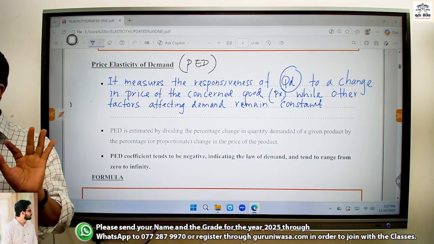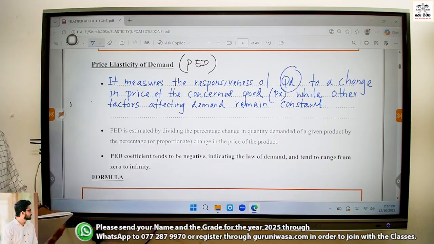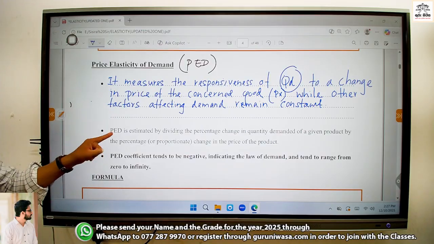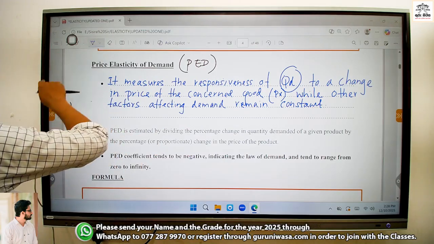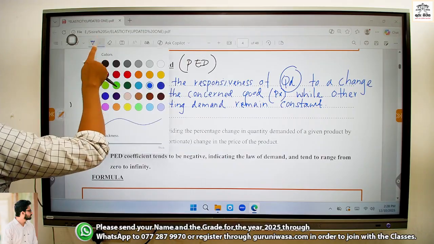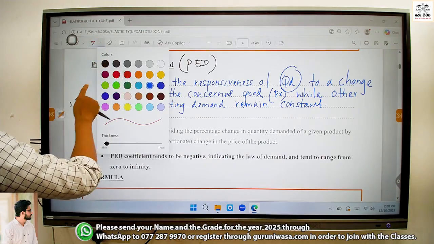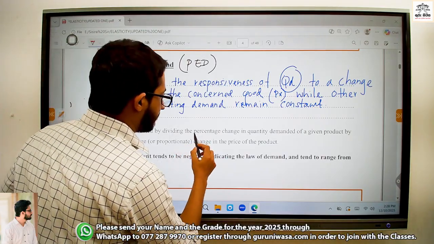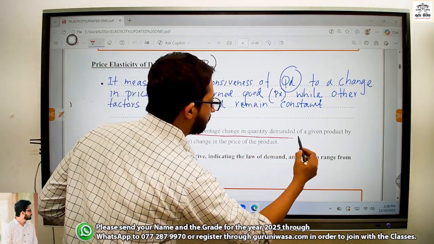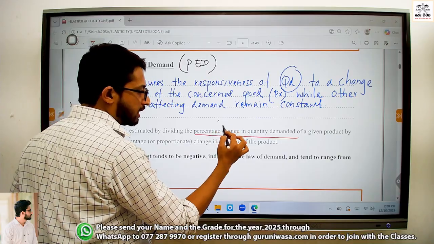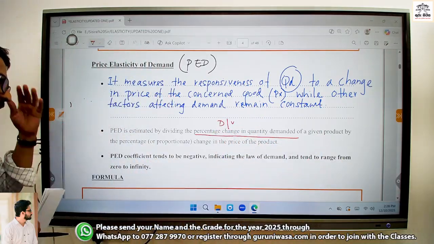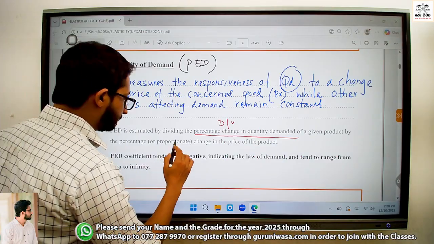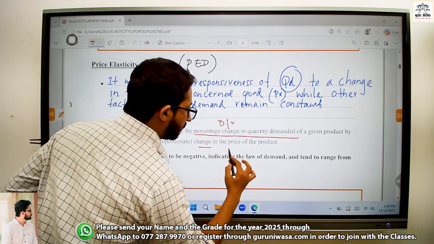Here responsiveness means percentage change. Remember the point, percentage. Okay. Next point, Lamai. It is estimated by dividing, basic point. What is the basic point? Dividing what? Percentage change in quantity demanded, because percentage change in quantity demanded is the dependent variable of a given product, by the percentage change in price of the product.